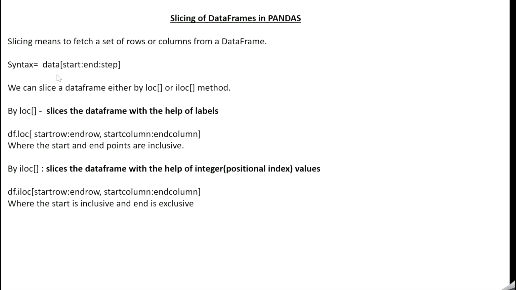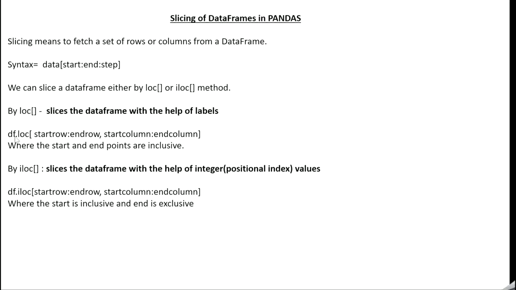The syntax for this is data, and within square brackets we have to pass the start, end and step size. Step is optional. We can slice a data frame either by the LOC method or the ILOC method. So what is the difference between slicing with the LOC method and slicing with the ILOC method? The LOC method, as we all know, slices the data frame with the help of labels. Even in indexing, we saw that it was indexing with the help of labels.